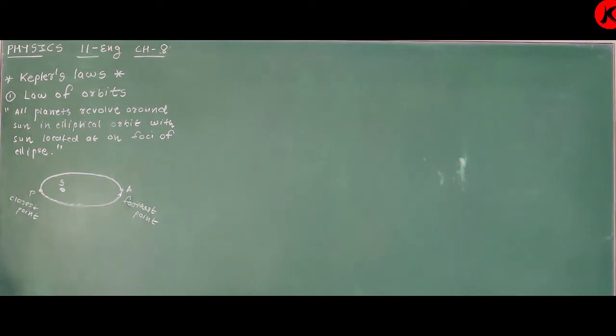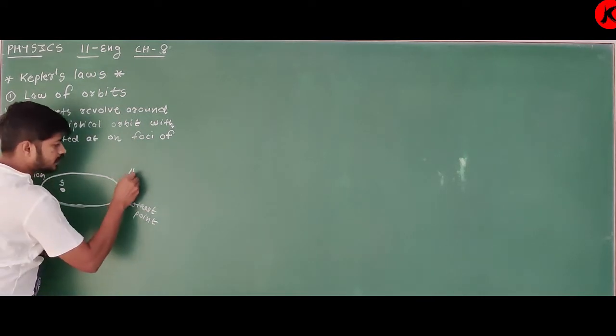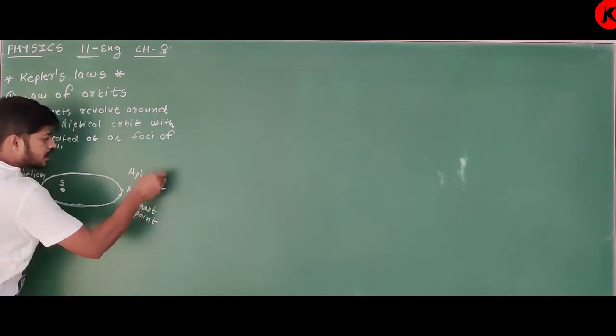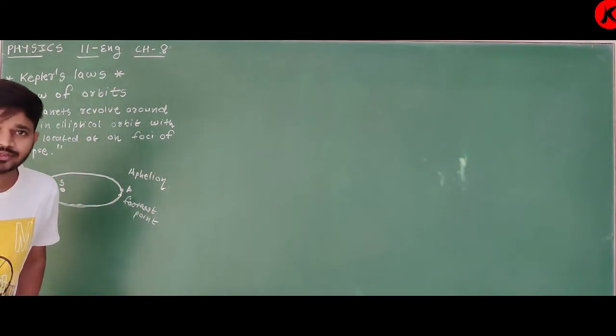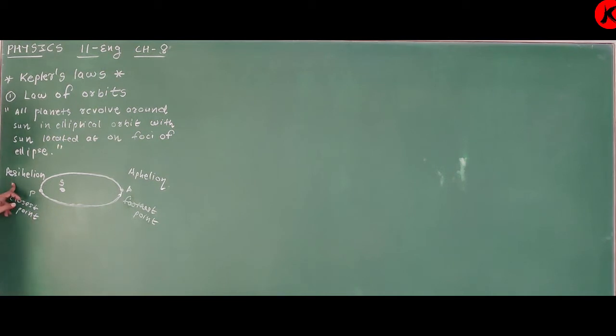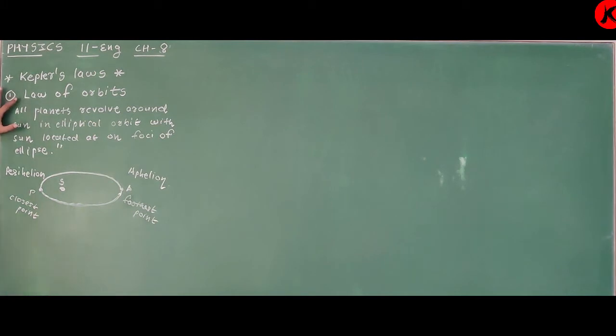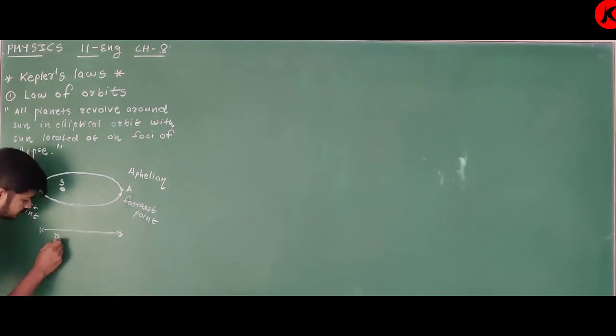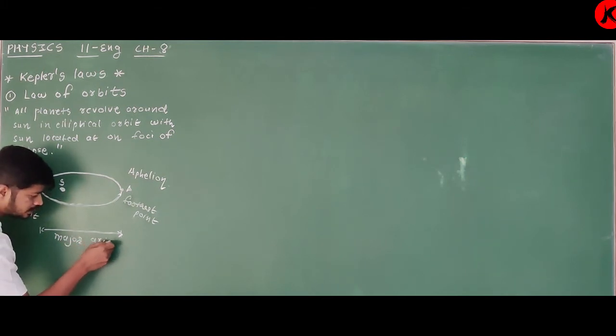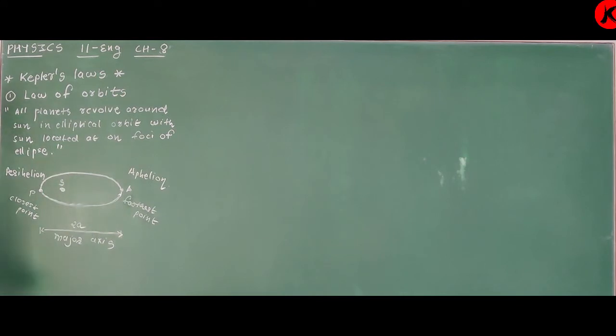This point P is called perihelion, and this point A is called aphelion. You have to remember these two points. What is perihelion and what is aphelion? Minimum distance, and maximum distance. So the first law is the law of orbit: all planets revolve around the Sun in elliptical orbit with the Sun located on one of the foci of the ellipse. It is this. And this is called the major axis, and its length is 2a.